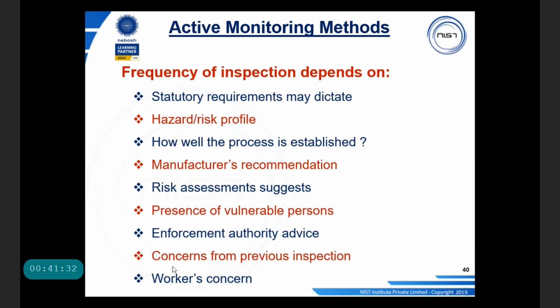Presence of vulnerable people, you'd want to inspect more frequently. Enforcement authority has advised, so you'll have to follow his advice. Concerns from previous inspection say that in this particular area, housekeeping is poor. So in the future, you'll be inspecting it more frequently just to see whether the findings of the previous inspection have been implemented and changes have been brought in. Workers' concerns and complaints can also be a factor to consider, right? So these are factors to consider when deciding on the frequency of inspection.